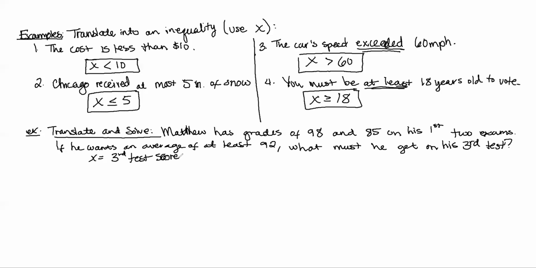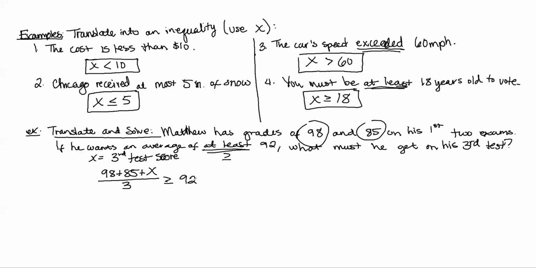And so to find an average, you add up all of your scores divided by how many items you had. And then we're going to use that to compare it to the average that he wants. So our average, we have a 98, an 85, plus his third test score, which is x. If we divide that all by 3, that gives us the average. And he wants the average to be at least, which means greater than or equal to 92.